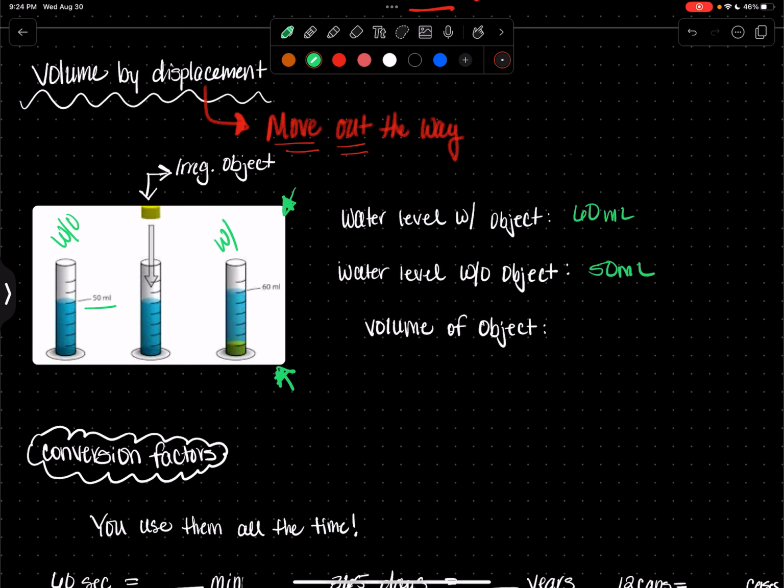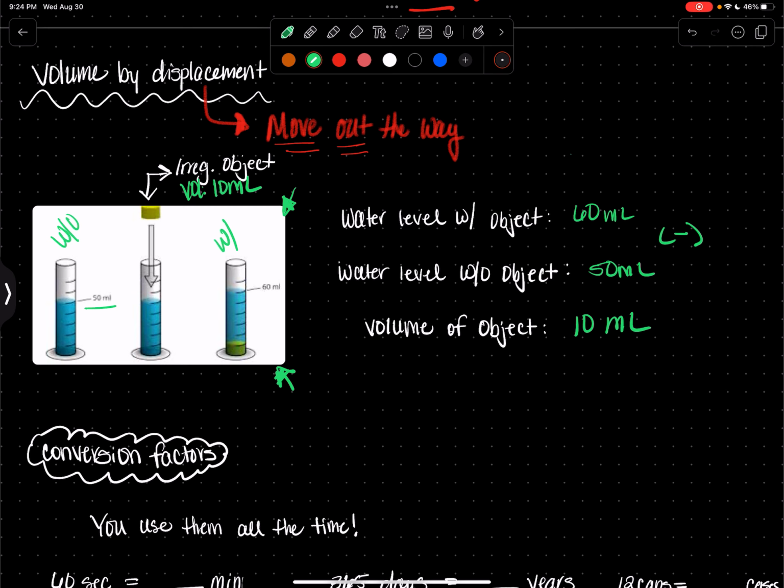So now I want to see how much the water moved. To get the displacement, you need the difference. So we're going to subtract those. And let's see if my math is math. Then 60 minus 50 is 10 mils. So the volume by displacement of that object is 10 milliliters. So I can say the volume of that little yellow circle thing is 10 mils. That's my volume of that irregularly shaped object.